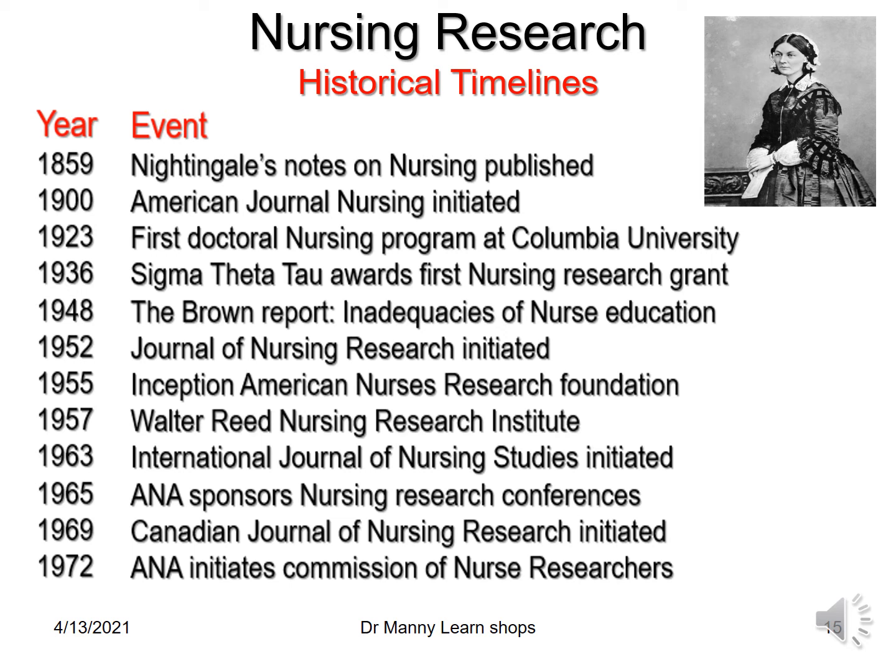The evolution continues. In 1963, the International Journal of Nursing Studies published their first journal articles. In 1965, the American Nurses Association sponsors nursing research conferences so that nurses could go and publish as well as disseminate their research. In 1969, the Canadian Journal of Nursing Research had their first publication. In 1972, the American Nurses Association initiates what they called the Commission of Nurse Researchers, another organisation to promote nursing research.